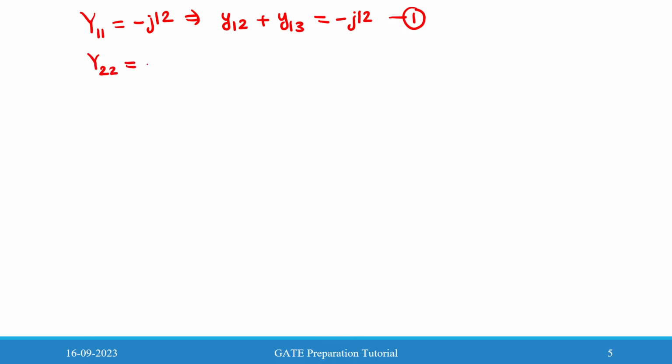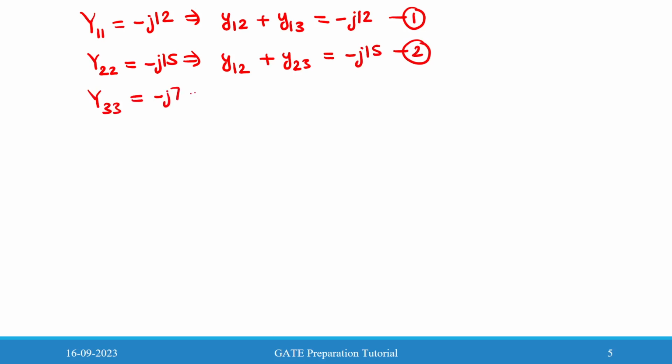Another diagonal element is y22, given as minus j15. For this we know how to calculate diagonal elements: just sum up all elements connected to the bus. So y12 plus y23 will be minus j15. This is the second equation. The last diagonal element y33 is given as minus j7. The sum of all elements connected at bus 3 will be y13 plus y23, which is minus j7.